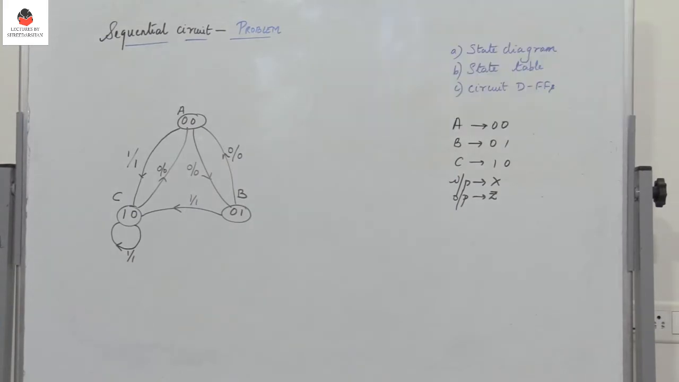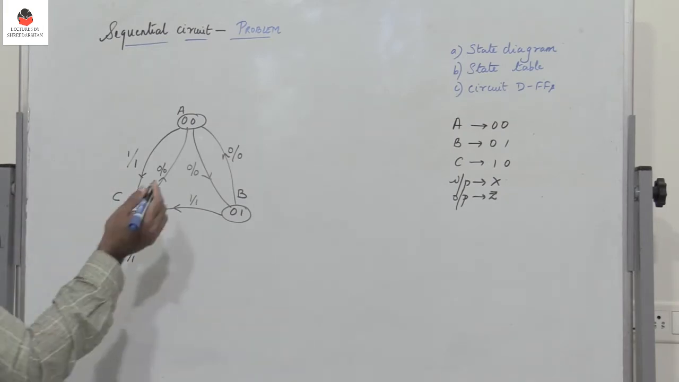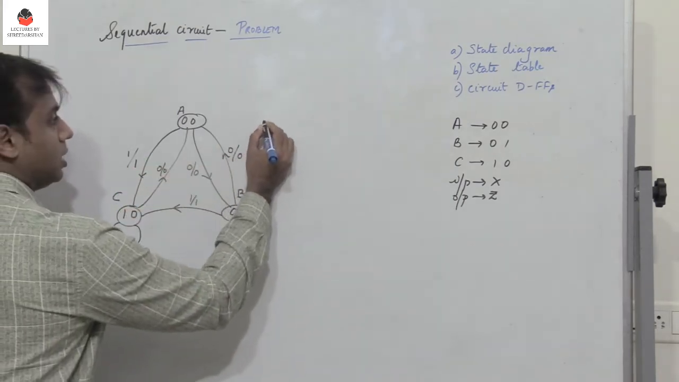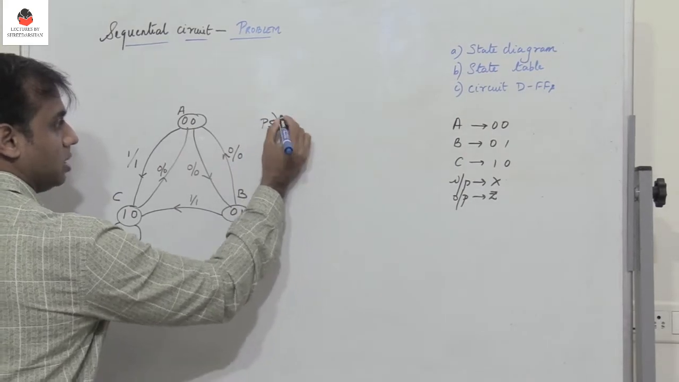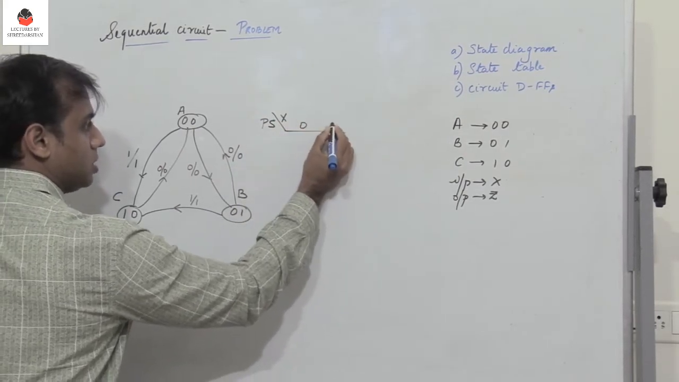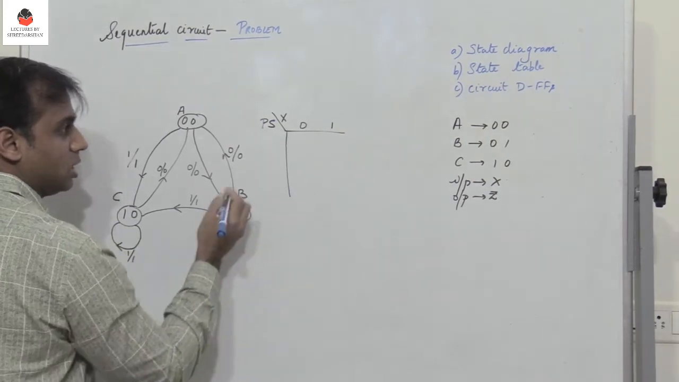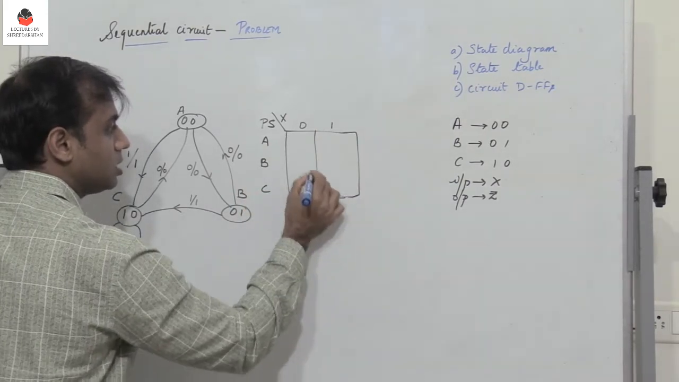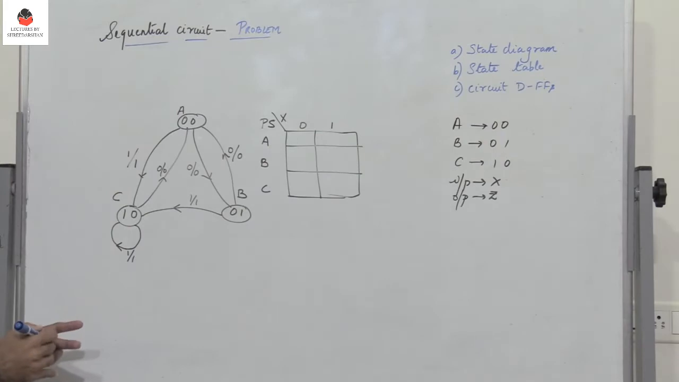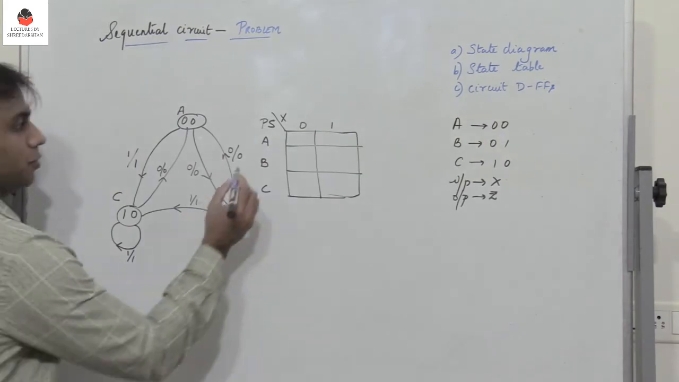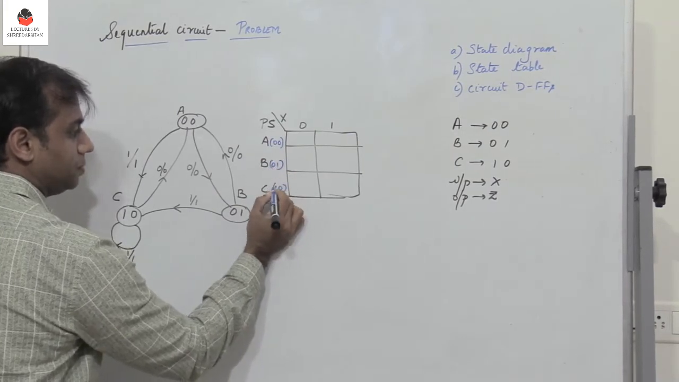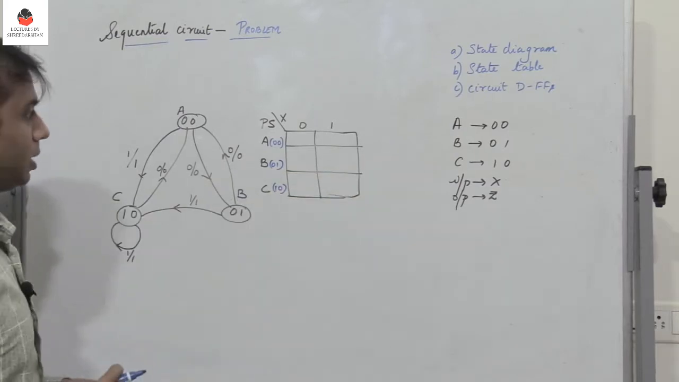After having drawn the state diagram, for convenience I've written both the inputs and outputs. To draw the state table, we need both the inputs and outputs as well as the states A, B and C. So let's consider the present state as PS and input X. The input is 0 or 1 and the present states are A, B and C. Now what are the state assignments? The state assignment for A is 0 0, for B is 0 1 and for C is 1 0. Now how do we fill in the state table?